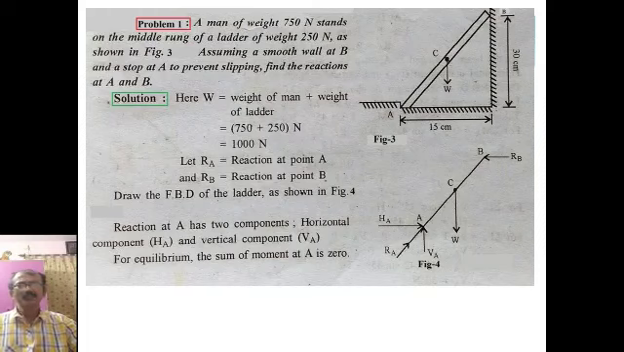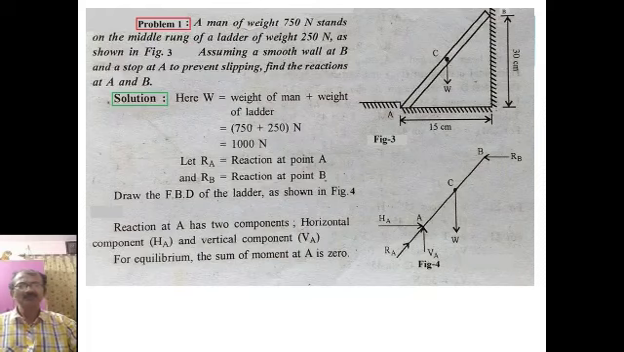Now, total weight W is nothing but the weight of the man plus the weight of the ladder. So, 750 plus 250 Newton, that is 1000 Newton. Now, RA and RB are the reaction forces. First of all, we have to draw the free body diagram, which is shown in figure 4. In figure 4, the reaction at A has 2 components, one is the horizontal component HA, another one is the vertical component VA.